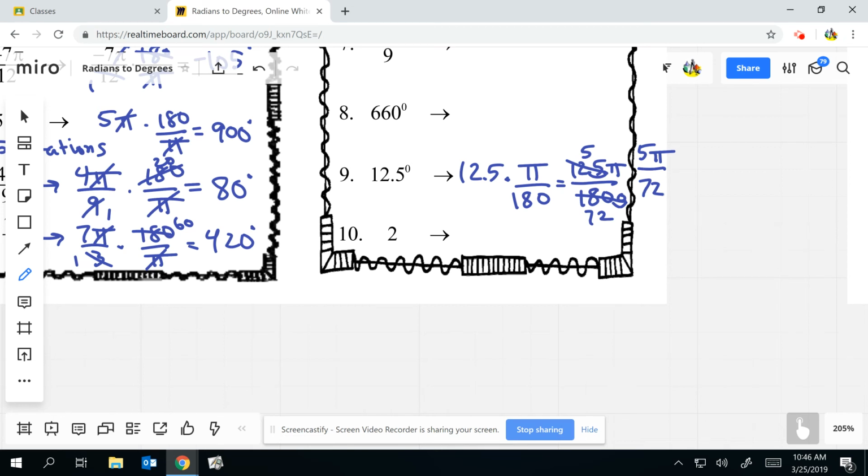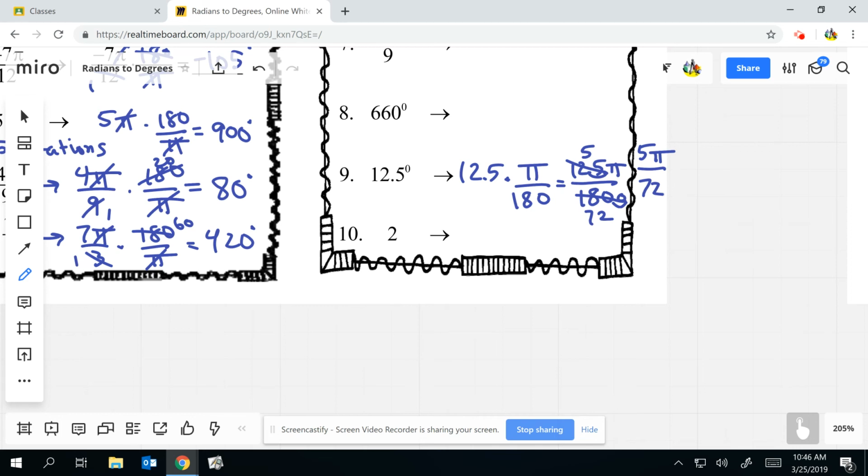And I really wanted to show you number 10 because it just says 2. What does that mean? 2 what? What is that telling me? 2 what? Degrees or 2 radians? If it's degrees, it would have a degree symbol. So what does that 2 have to be? It has to be radians. So are you going to put 360 degrees because you see 2 radians?